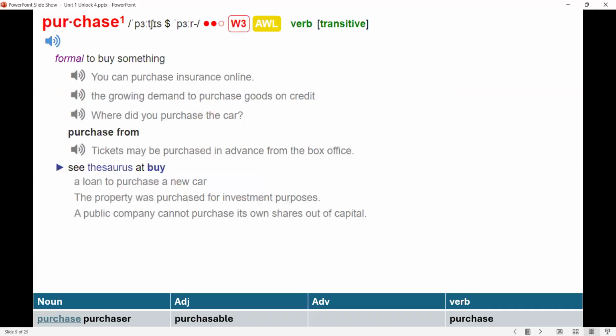Page 18. Purchase. Purchase means to buy something. You can purchase insurance online. Preposition is from. Purchase from. Tickets may be purchased from the box office.